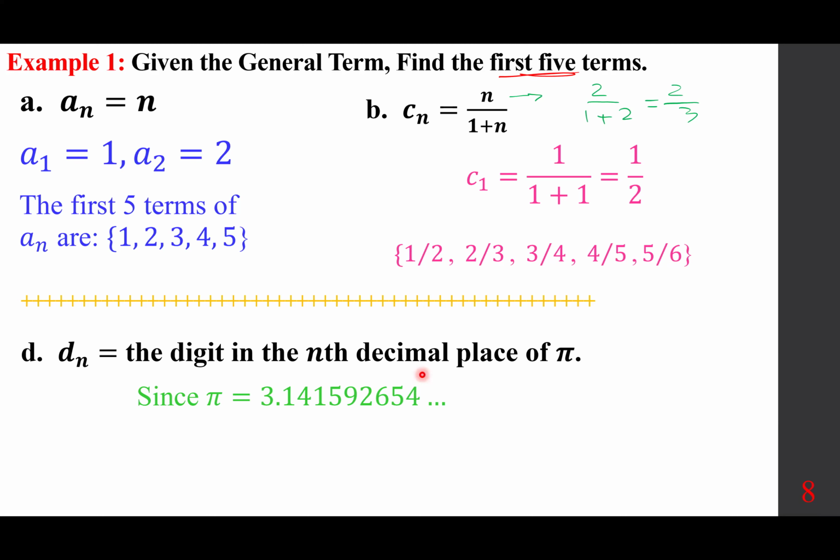So, for example, the first place would be 1 because we want the nth decimal place. The second decimal place would be 4. The third decimal place would be 1. The next one is 5. The next one is 9. The next one is 2, and so forth. We just want 5 of them. So 1, 4, 1, 5, and we stop at 9 because we just want the first 5.